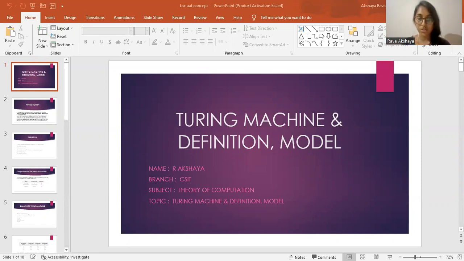I'm from CSIT branch. Today my AAT concept subject is theory of computation and the topic is Turing machine definition and model. Introduction.